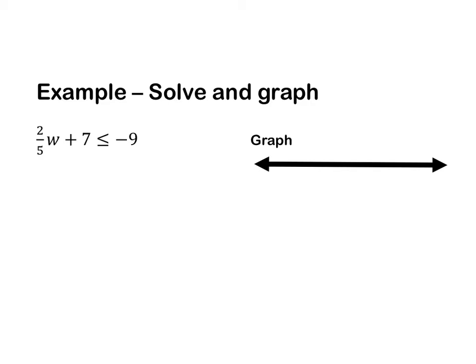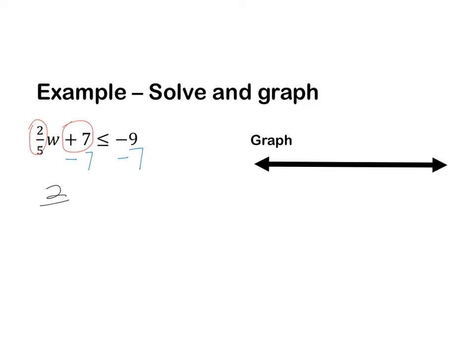Our next problem is a two-step inequality. I have multiplication, 2/5 times w, and I have addition, adding 7. I've got to undo both of those operations. And normally when we undo our operations in the solving process, we use our PEMDAS, our order of operations, and we start at the bottom and we work our way up. So that means I'm going to undo my addition first. So I do that by the opposite, which is subtraction.